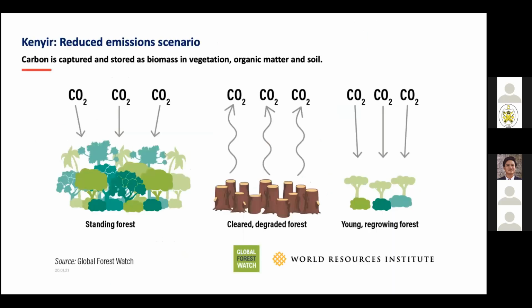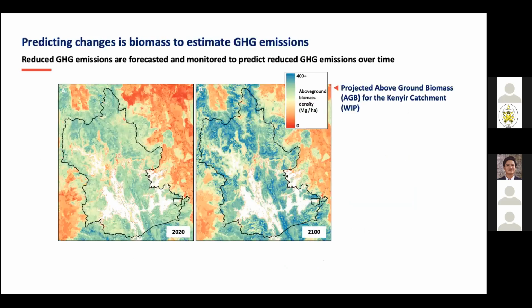To recap, carbon is captured as biomass in vegetation, organic matter, and soil. We covered this in week 1 and week 3, how carbon is captured by forests. And the main way we measure is through biomass, or biogeosim. There are many ways we can use to measure and forecast biomass and also GHG emissions. Forest biomass is used to measure and monitor GHG emission reduction scenarios. So what that means is biomass is used to predict and measure emissions over time and reduce emissions over time.